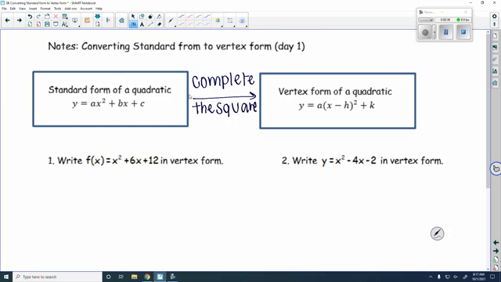I'm going to give you about 30 seconds. If you have your complete the square method notes, take them out so you can look at them. That's the 5-step thing that we did on Wednesday.